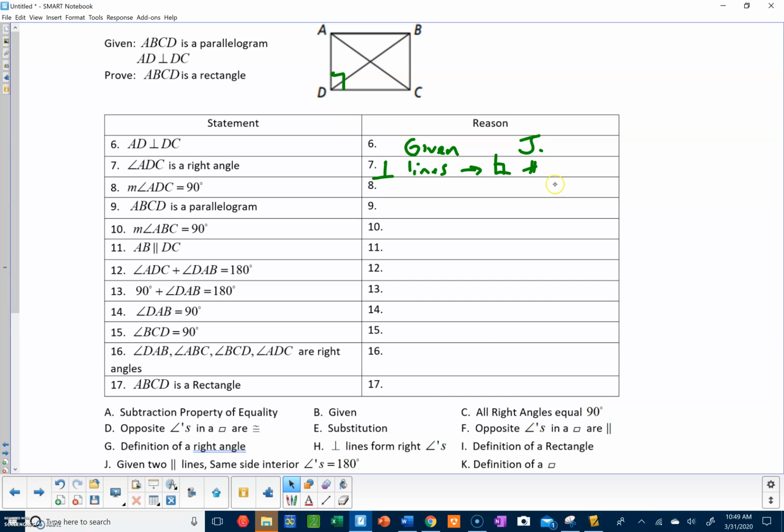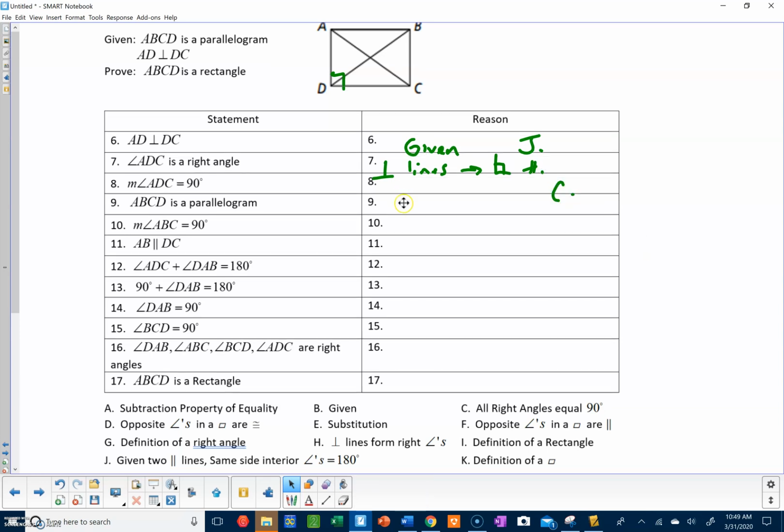This feels a little bit repetitive, but this is choice C: right angles equal 90 degrees. Then we are told that ABCD is a parallelogram, which we were given at the beginning, which means that this is parallel to this, and this is parallel to this by definition. Then it says the measure of angle ABC equals 90 degrees. The reason we know this is because opposite angles in a parallelogram are congruent. So that's choice D. We always know that's true about parallelograms.